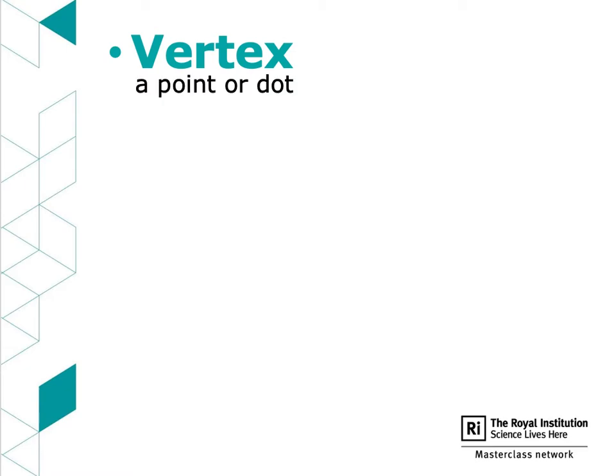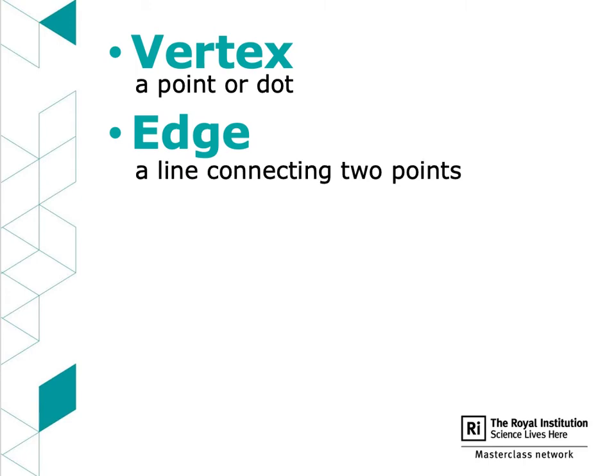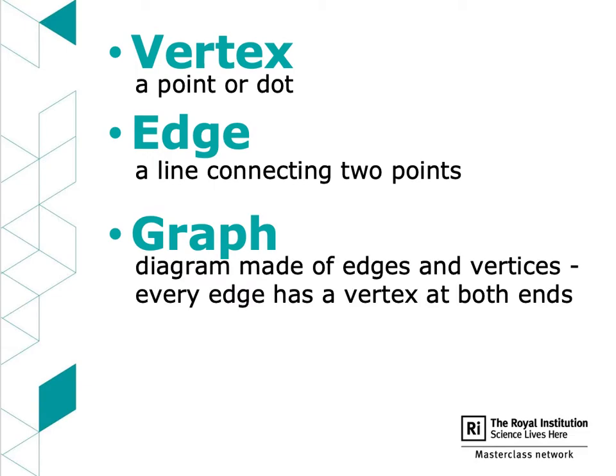Vertex. This is the word we use to describe a point, one of the dots that makes up the graph and is connected to the other dots. Edge. This is the word we'll use to mean one of the lines that's connecting 2 points. Graph. This is the word for the whole shape. It has to be connected in one piece, and every edge has to start and finish at a vertex. That's very important to remember.